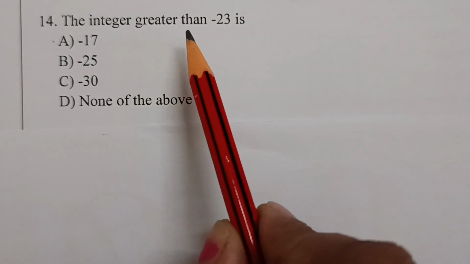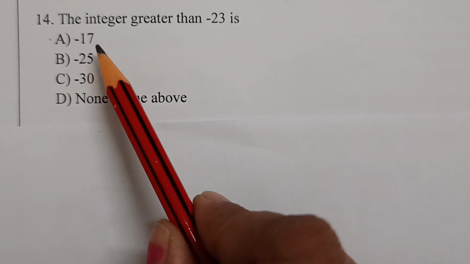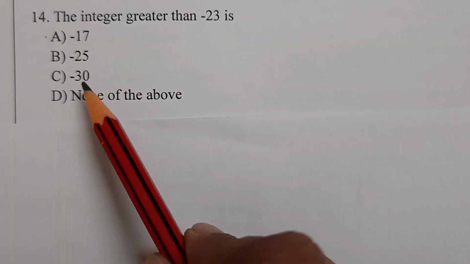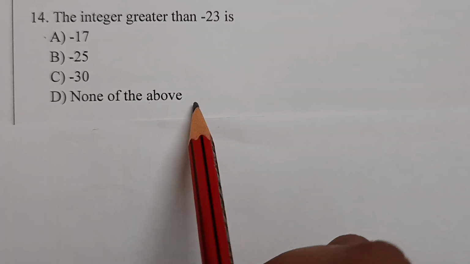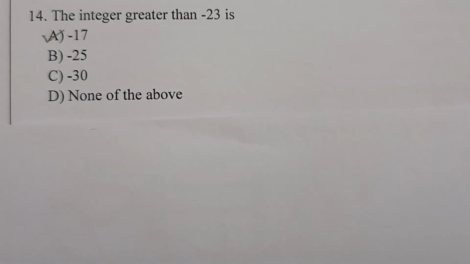Question number 14. The integer greater than -23 is dash. Options are A -17, B -25, C -30, and D none of the above. And the correct option is -17.